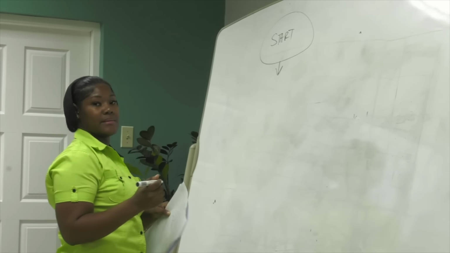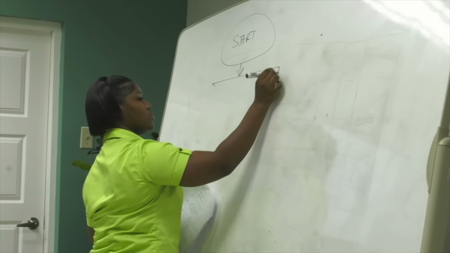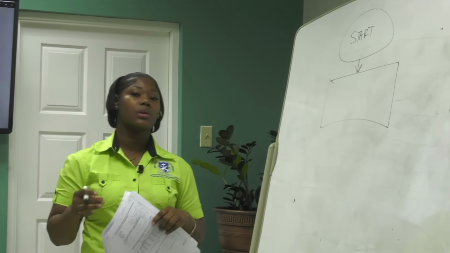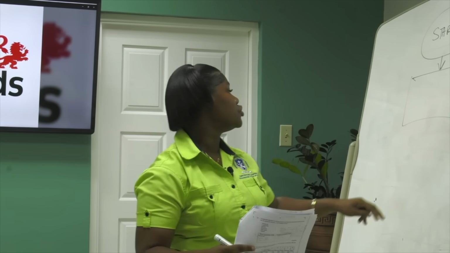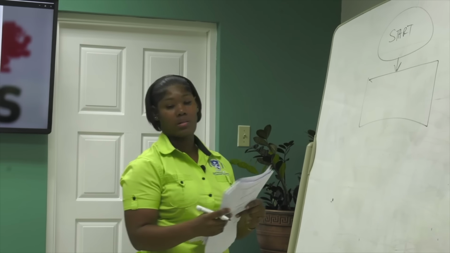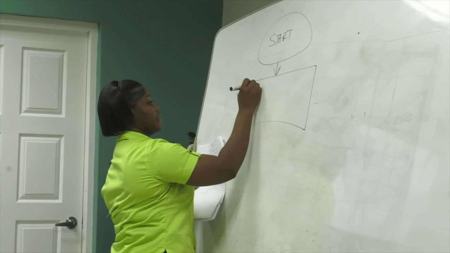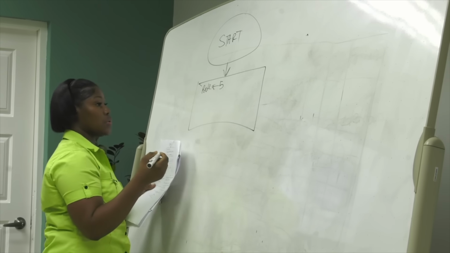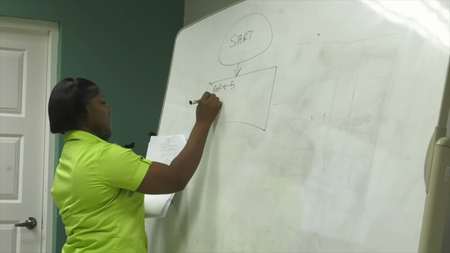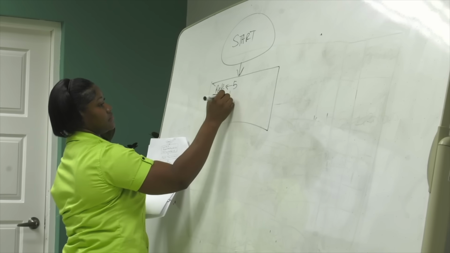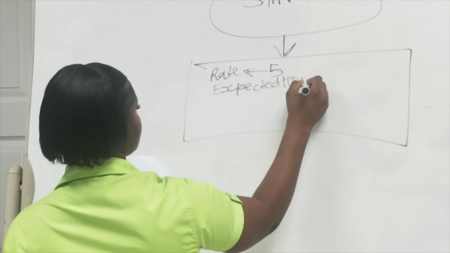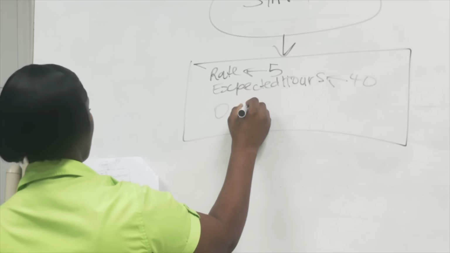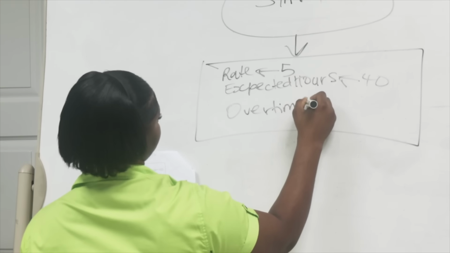Our assignment symbol now is what we have here. And once you initialize a variable, once you declare a constant, you use your assignment symbol, right? So we have rate, and these were all given to you in the pseudocode above. Then you have expected hours, and then you have overtime rate.